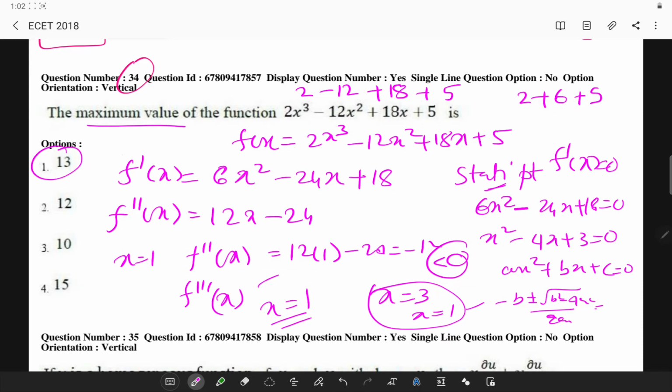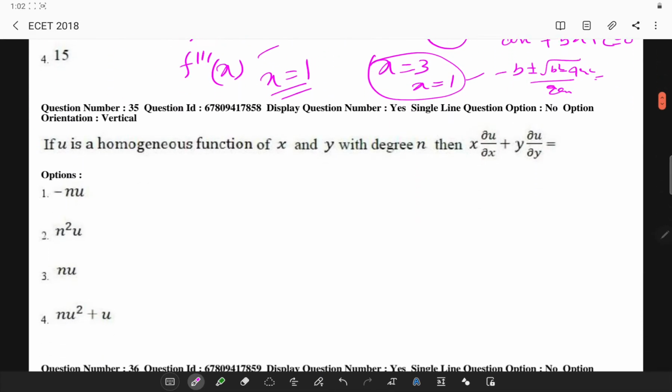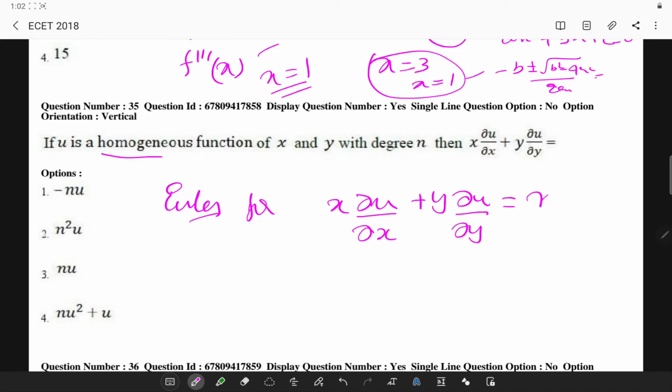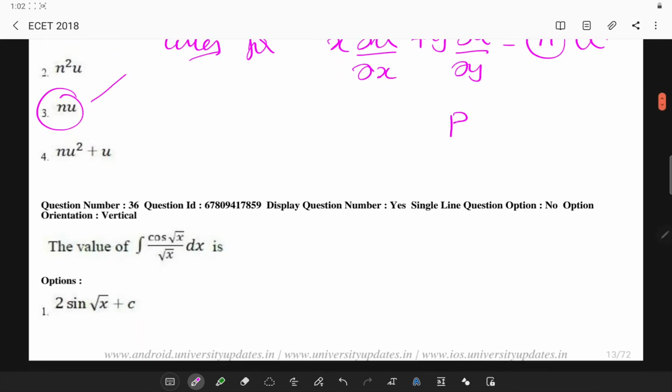The maximum value is 13. So this is simple Euler's formula in which x ∂u/∂x plus y ∂u/∂y is equal to n into u. This is related with partial differentiation. Now this question is related with integration.